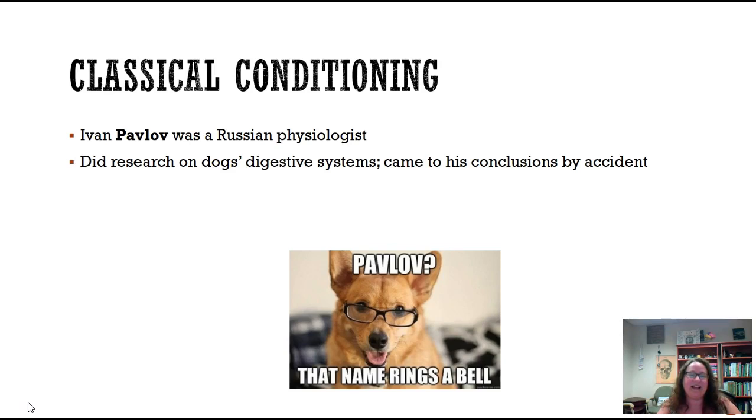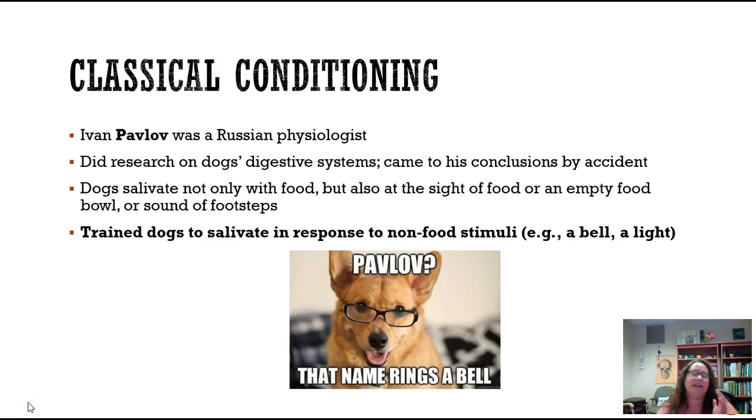Classical conditioning was derived from a person who's not even a psychologist, Ivan Pavlov. He was a physiologist. He studied dogs, and he studied their salivation, their digestion. What he would do was feed the dogs and examine how much they salivated. What he learned, though, was dogs didn't only salivate when they were presented with food, like here's your meat, puppy. They also salivate when they see food, or when an empty food bowl is brought to them, or even when they could hear him approaching. They hear the footsteps, the dogs would salivate.